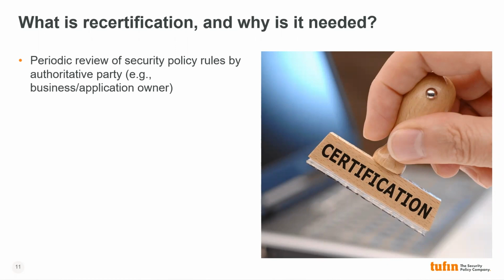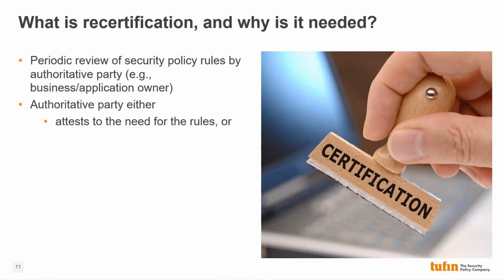We want to be able to present rules that are owned by a business unit, or that are owned by an application owner. We want to be able to present rules to these people on a regular basis, and that might be once every 6 months, once a year, whatever it happens to be, and then give them the opportunity to make a decision as to whether or not the rules are required. Again, whether or not the rules need to be recertified. And the authoritative party in this case will either attest that the rules are needed, or they're going to declare that the rules are no longer required, aren't serving any kind of business function, and therefore can be removed.